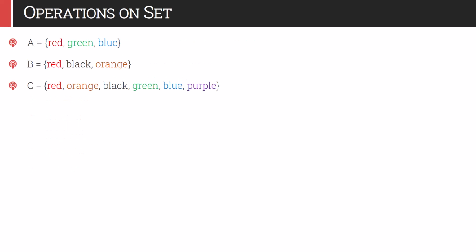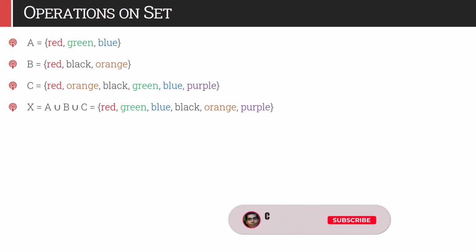Let's just have a summary of all the operations we have performed. A is red, green and blue color, B is red, black and orange, and C is red, orange, black, green, blue and purple. The names of the colors are highlighted with the same color, so it's easy for us to understand or interpret. A union B union C will be all the colors in the universe, that is the union of red, green, blue, red, black, orange, and red, orange, black, green, blue and purple.